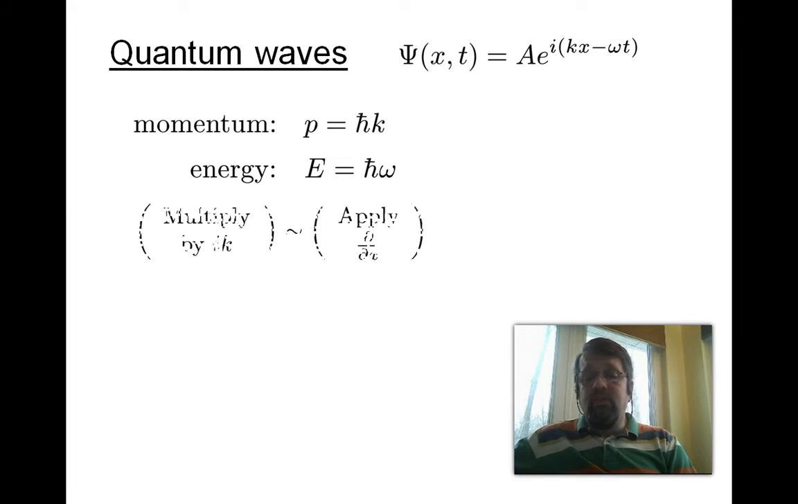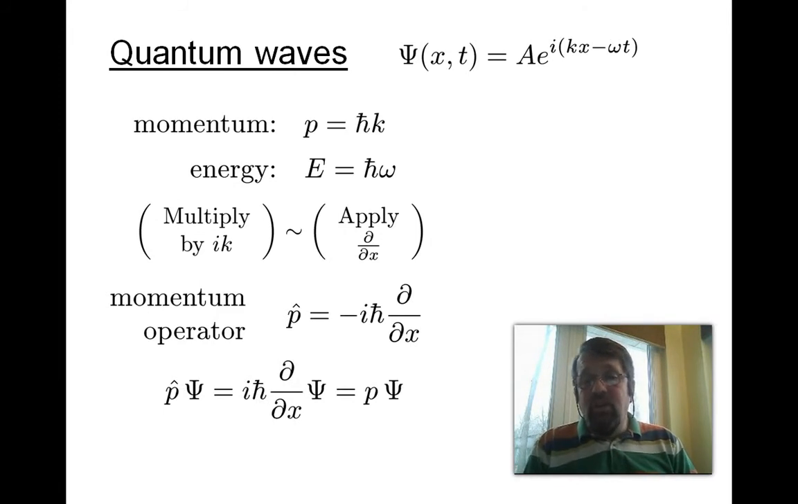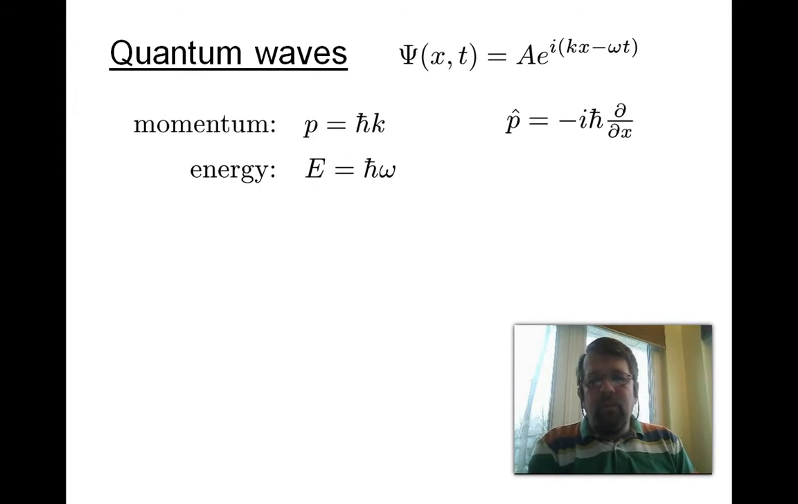But we already know such a relation. And so let's see how we're going to apply that. How do we extract momentum information from the wave function? Well, how do we extract k from the wave function? We found that multiplying the wave function by i times k is about the same thing as applying the derivative. So what we can do is define what we'll call a momentum operator. It's minus i h bar times the derivative with respect to x. And the beautiful thing about this is that if you apply this operator to our wave function, then it's just like multiplying the wave function by the momentum of the particle. So this operator somehow extracts the momentum information out of the wave function. So there we have it, a momentum operator.